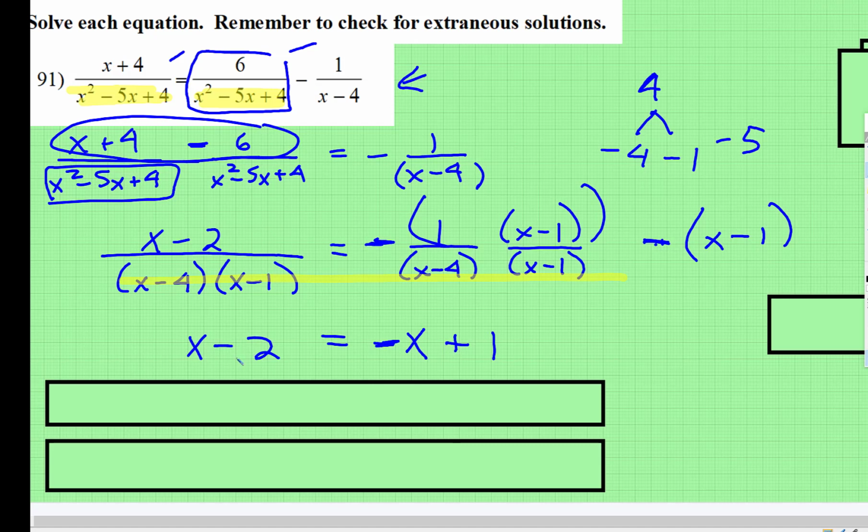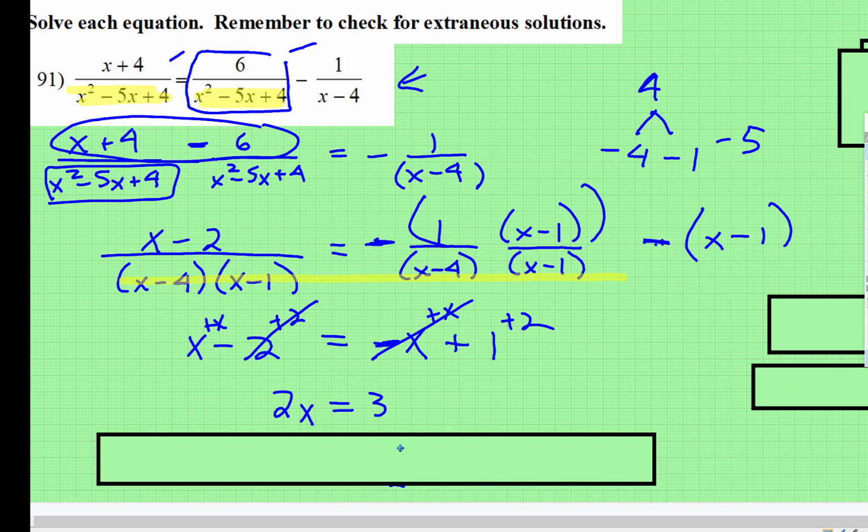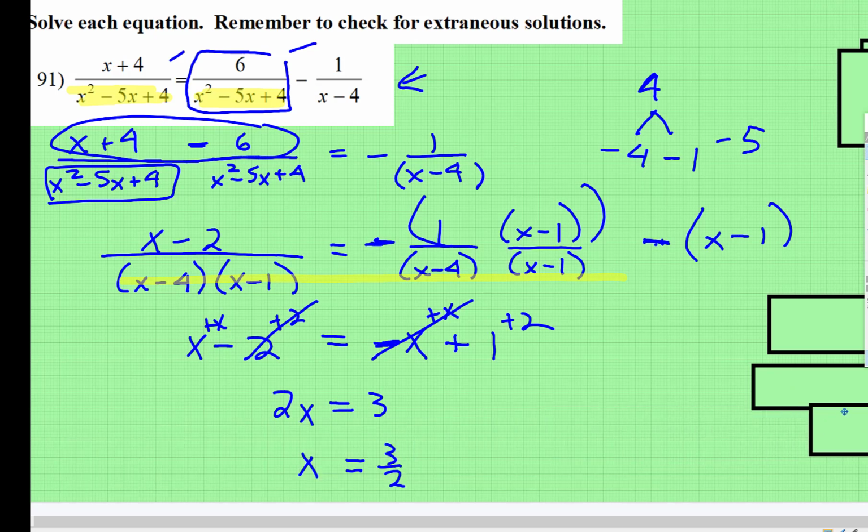And now we have the expression equal to expression. I'm going to add x to both sides, which cancels here. And I'm going to add 2 to both sides. And so what we end up with is 2x, because I added an x there, is equal to 3. Divide both sides by 2. X is equal to 3/2.